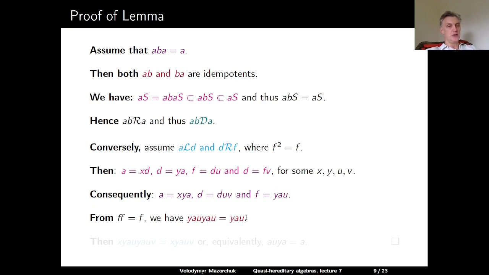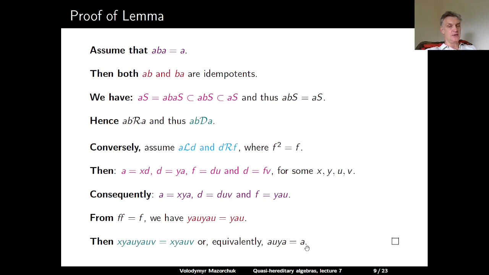yAU yAU is equal to yAU. We can multiply this with x on the left and with v on the right, and we get xyAUyAUv is equal to xyAUv. But we also see here that D is equal to DUV. So yA, which is D, is equal to yAUV. So we can simplify this simply to yA, and xyA is equal to A.